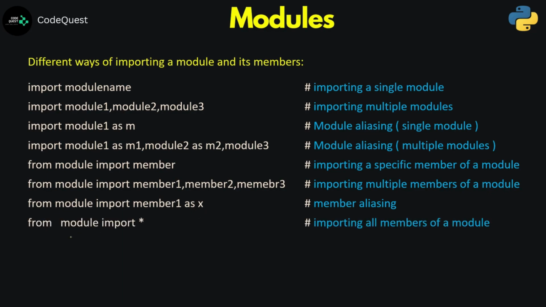Now, when you want to import all the members of a module, it is very simple, we can use from module name import asterisk. So this asterisk is going to bring all the members that are present in a particular module.